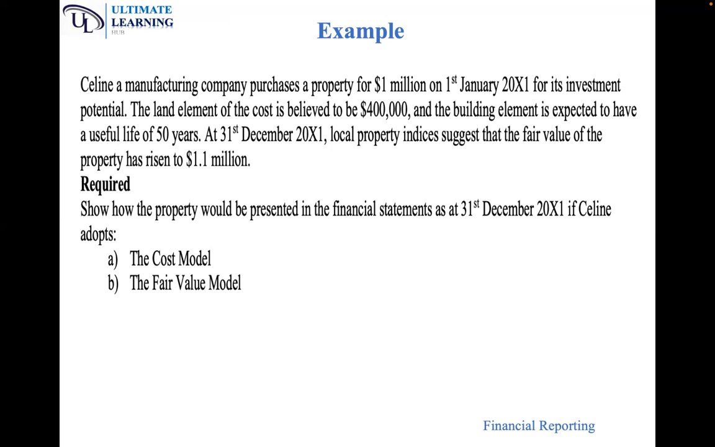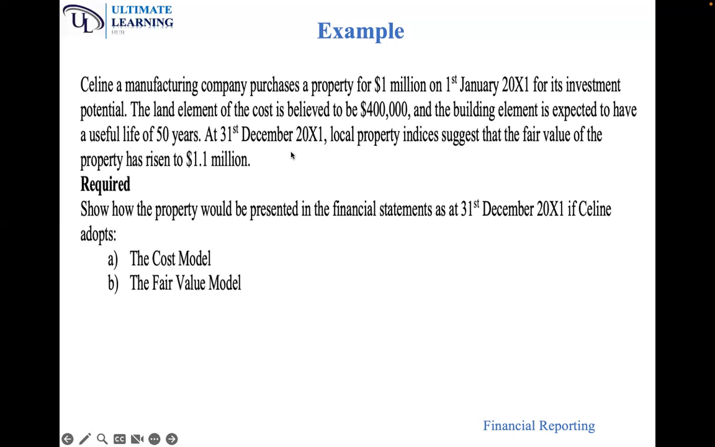So out of the 1 million, 400,000 goes to land, and the building is expected to have a useful life of 50 years. Now, land accounts for 400,000. That means building accounts for the balance of 600,000 to make it 1 million. And the building element is expected to have a useful life of 50 years. Now, that means a depreciation rate of 2% for the building. Remember, it was purchased on 1st January 20X1.